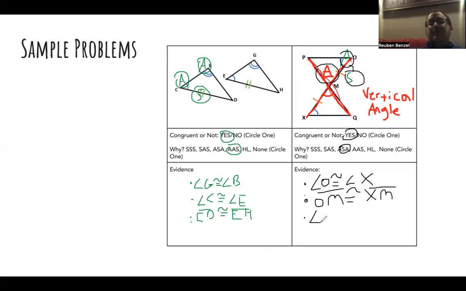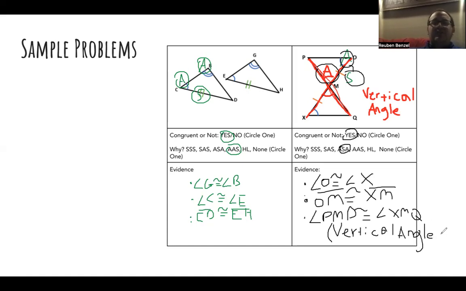When you have two angles that share the same point, make sure you're naming them with the three points. So I will say that angle PMD is congruent to angle XMQ. And to ease us into the transition of writing proofs a skill or two down the road, if I just say that vertical angles are congruent, that's enough to show why the triangles are congruent to each other.